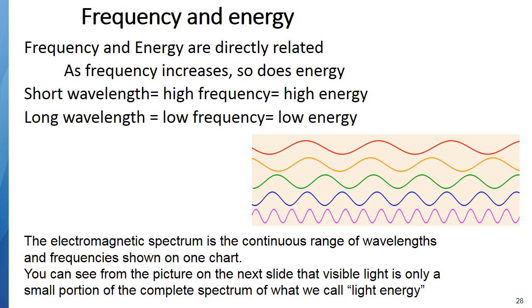Now, visible light is only one small part of a continuous range of wavelengths and frequencies. So it's only a very small part. We'll look at the next slide, where we'll be able to see exactly how visible light falls in the whole spectrum.